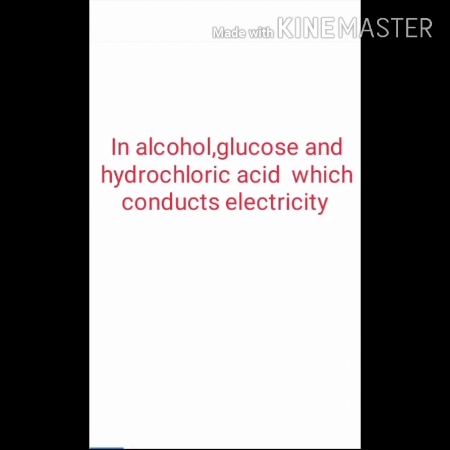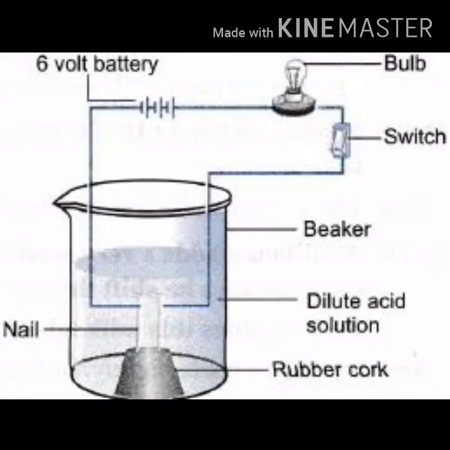Among alcohol, glucose and hydrochloric acid, which conducts electricity? First let us take alcohol and glucose. In these two, both solutions do not conduct electricity. This means that the bulb does not glow. Why? Because glucose and alcohol are not acids, they are compounds which contain hydrogen but do not release hydrogen ions.